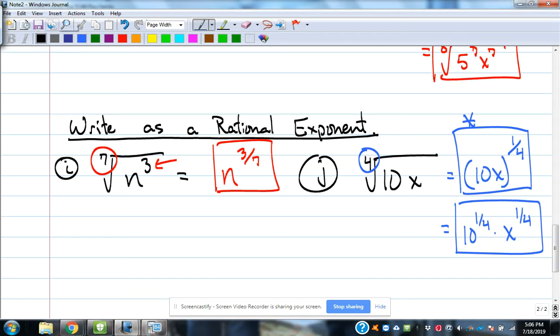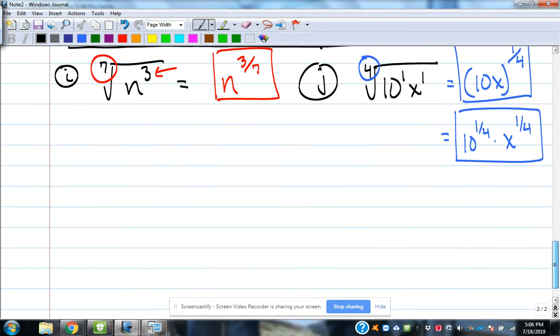Okay. So index on the outside, and then since both of those didn't have an exponent written, they had ones that are understood to be there. That's the key to that.